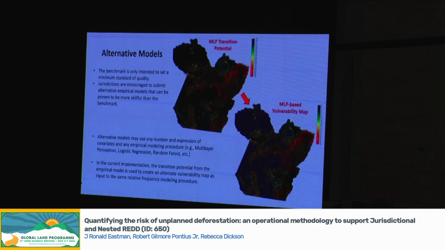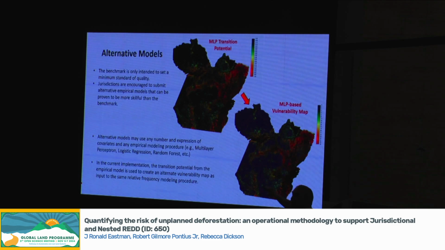Okay, so how are we going to do this with alternative models? As I said, the benchmark is only intended to set a minimum standard of quality. Jurisdictions are encouraged, in fact, they're required to submit alternative empirical models that can be proven to be more skillful than the benchmark. So your alternative models can use any number and expression of covariates. Somebody had a question about what covariates could be used. It's entirely up to you. You could choose whatever seems to be appropriate for the jurisdiction under question.